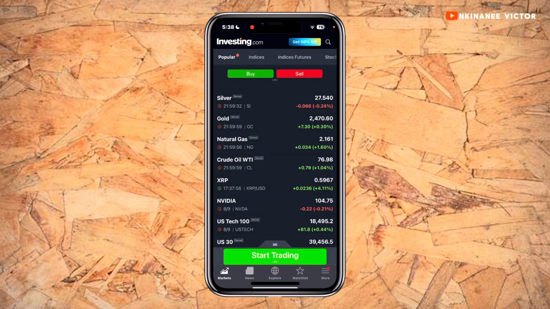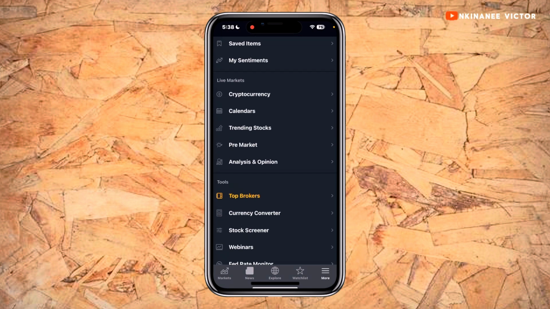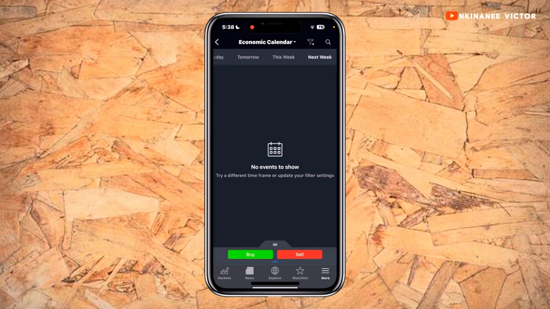This is investing.com. To check for economic news on this app, you click on the more button at the bottom right corner there, then scroll up, you see calendars. Click on calendar. You can see it's showing today, no events to show because today is a Saturday. Market only opens from Mondays to Fridays. So let's take a look at next week. CPI is next week Wednesday. Click on next week here.